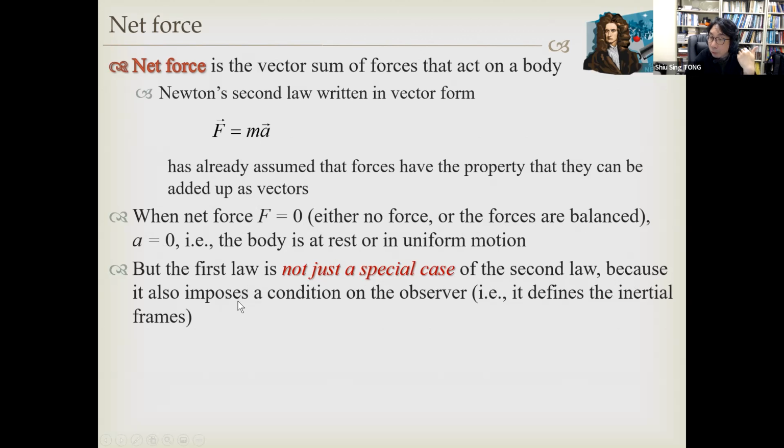Because for Newton's first law, we also impose a condition on the observer. Such a condition defines the so-called inertial frame of reference. Newton's first law says that the object to be described and the observer himself must be at rest or in uniform motion. They must both be at rest or in uniform motion. So that also defines a condition on the observer. We must not neglect that. So Newton's first law is not just a special case of the second law.